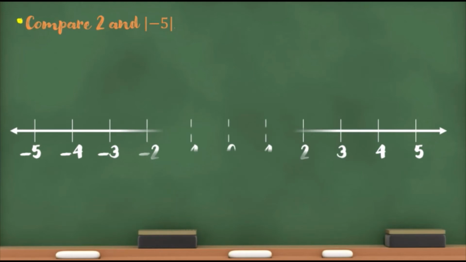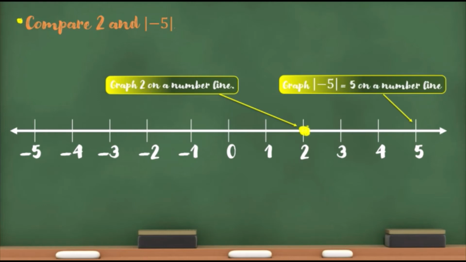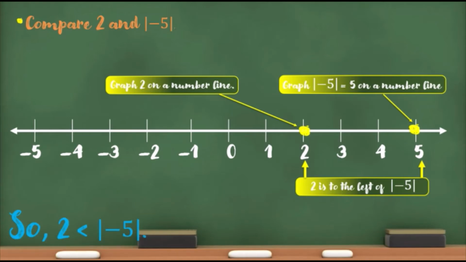What about this? Compare 2 and the absolute value of -5. First, draw your number line and graph 2 on a number line. Then, graph the absolute value of -5, which is equal to 5, on a number line. Since 2 is to the left of the absolute value of -5, so 2 is less than the absolute value of -5.